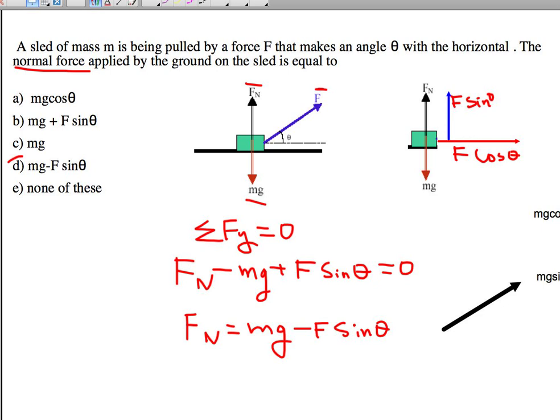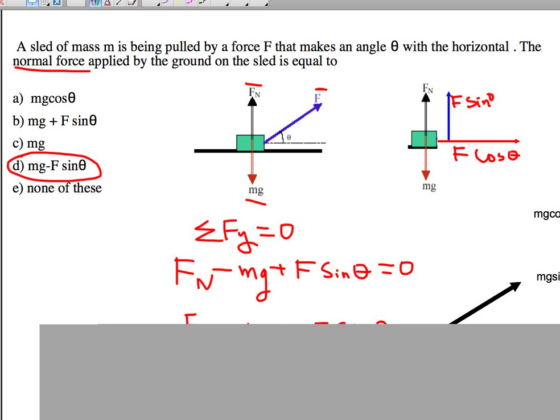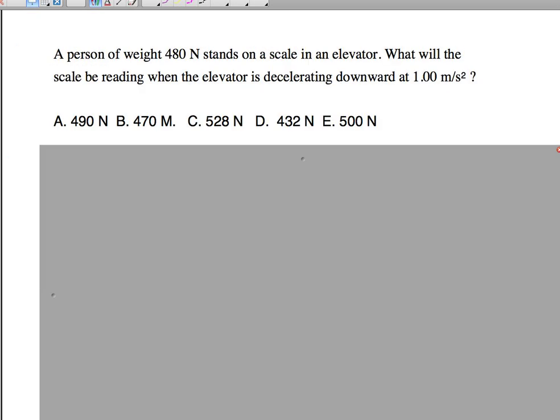Let's apply Newton's law also to a case where we have somebody standing on a scale. A person who weighs 480 newtons stands on a scale in an elevator. What will be the scale reading when the elevator is decelerating down at 1 meter per second squared? That is, it was going down and slowing down.